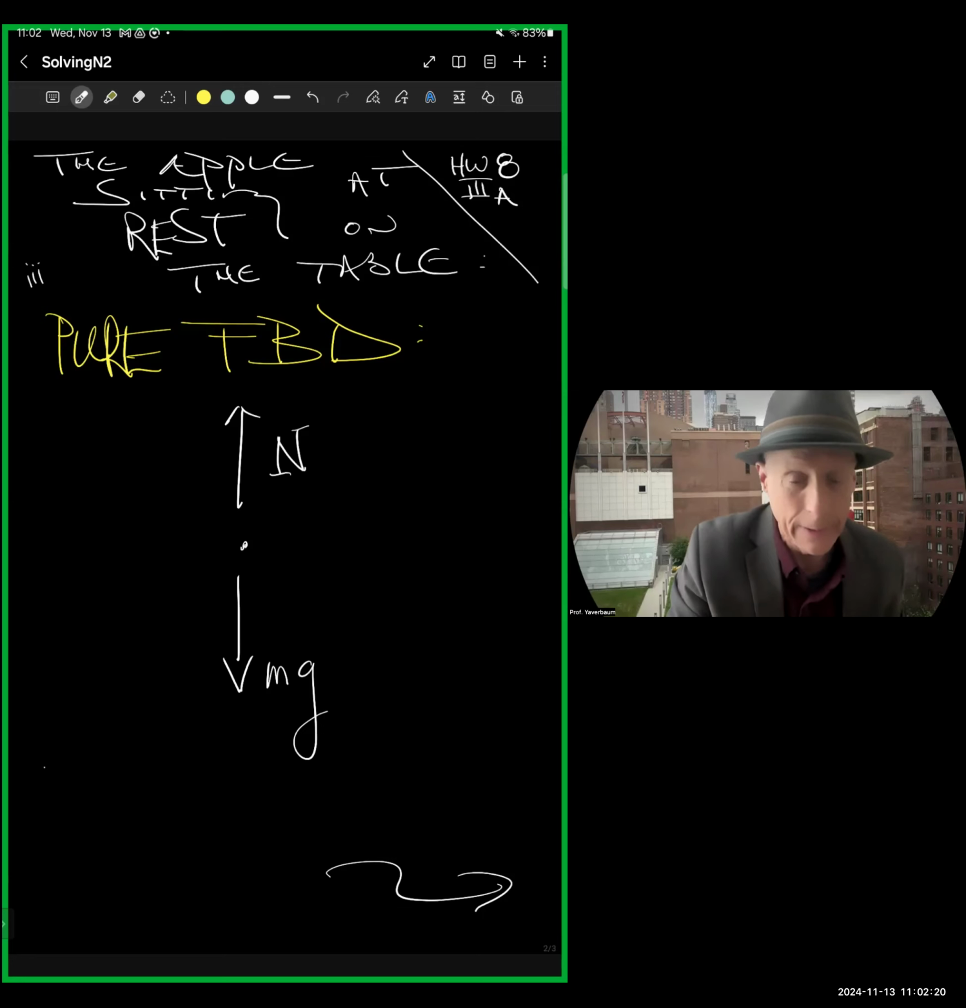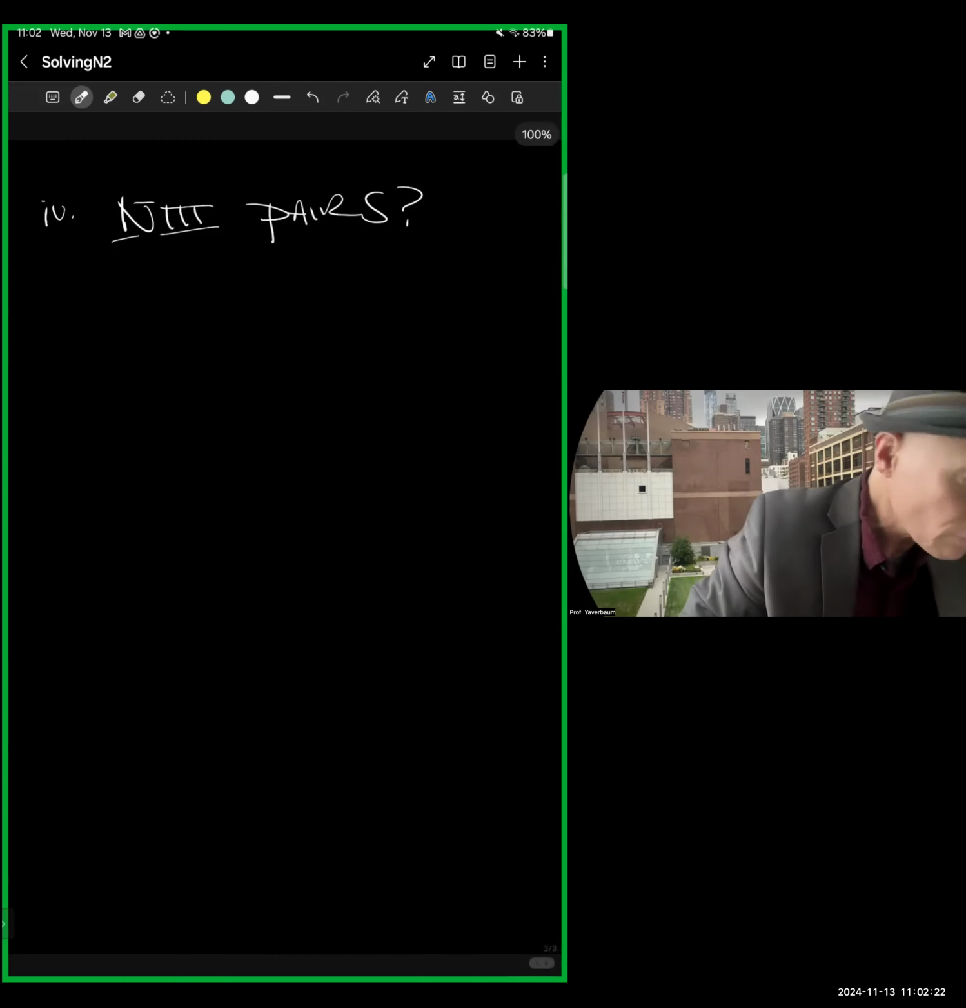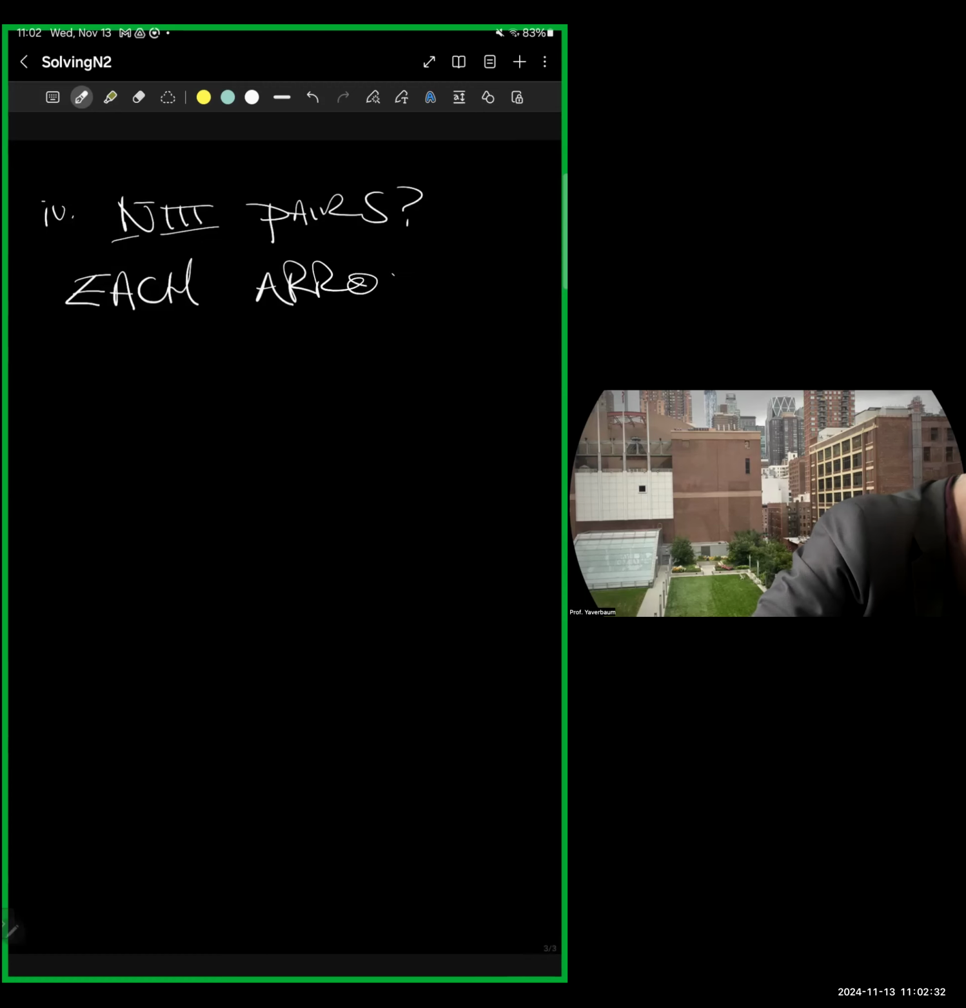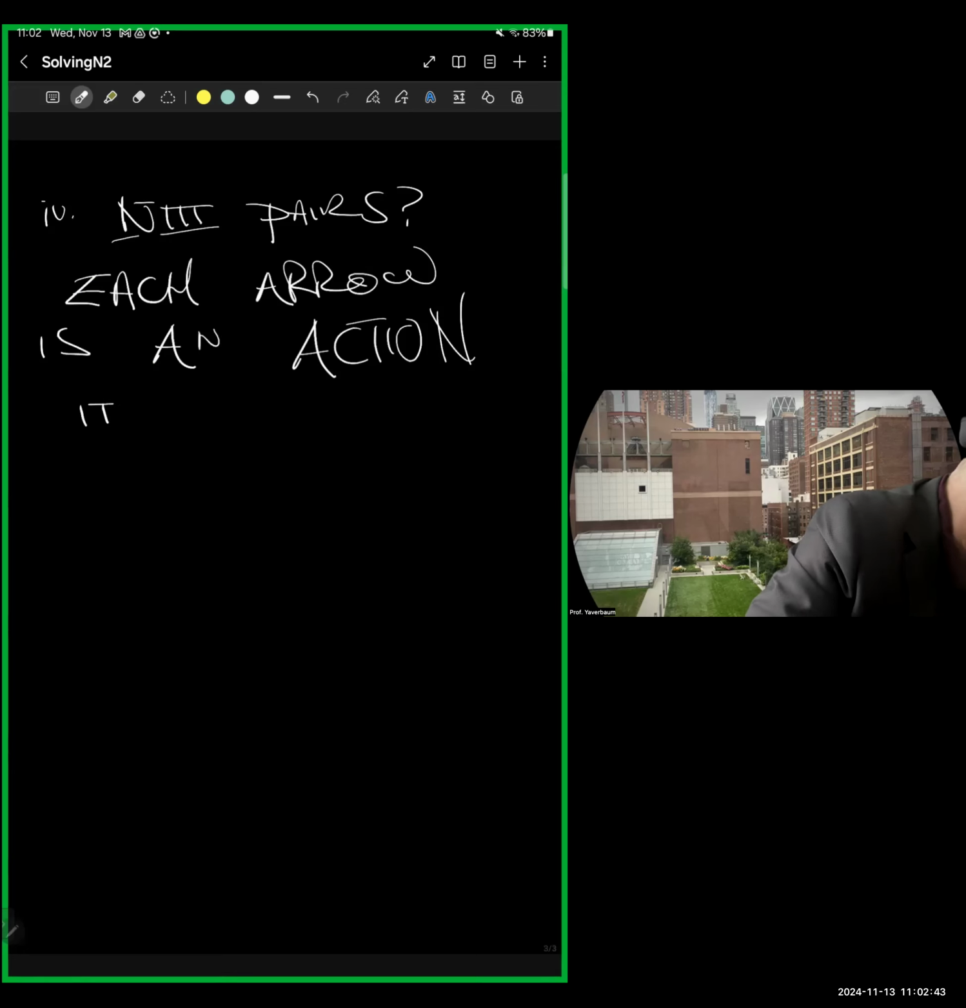So here's the deal: the Newton's third law pairs are, you look at each arrow, and each arrow is an action in its own action-reaction pair.